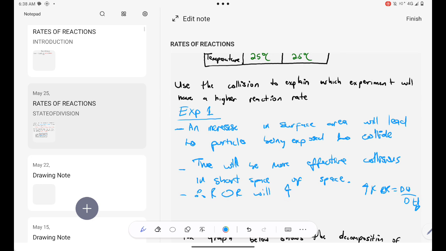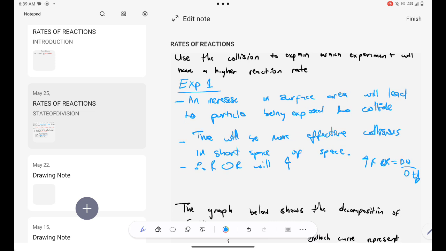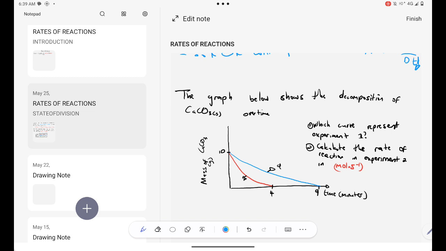An increase in the surface area of our solid will lead to particles being exposed to collide. And since particles are being exposed to collide, we'll end up forming more effective collisions in a shorter space of time, and that will lead us to having a greater rate of reaction.